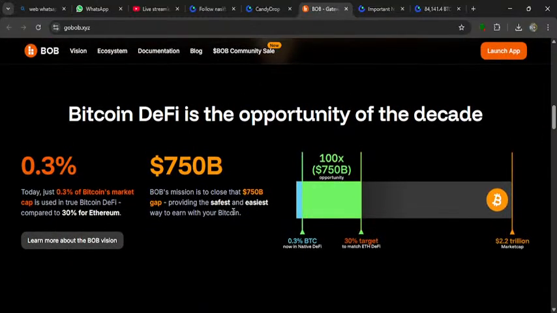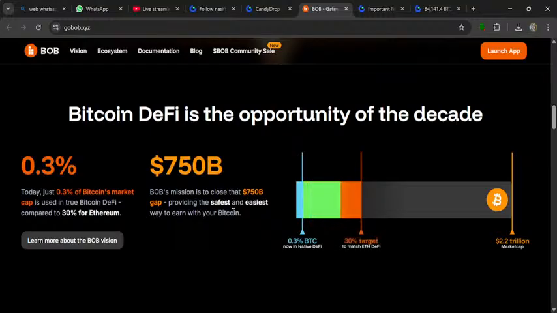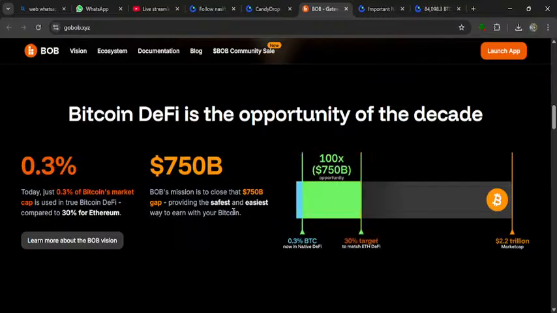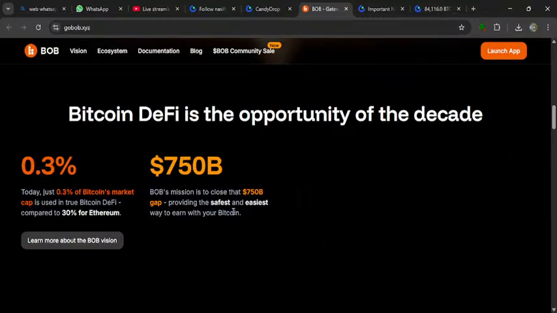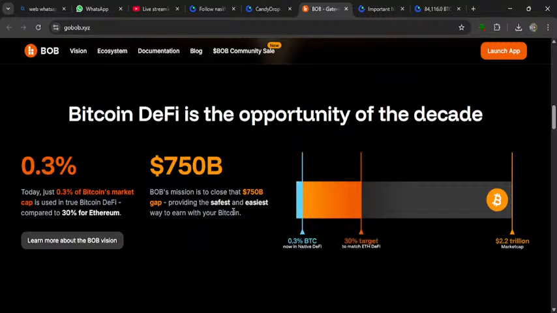And Bitcoin gives the opportunity. Today just 0.3% of Bitcoin's market cap is used in true Bitcoin DeFi, compared to 30% for Ethereum, and BOB's mission is to close that gap, providing the safest and easiest way to earn with your Bitcoin.